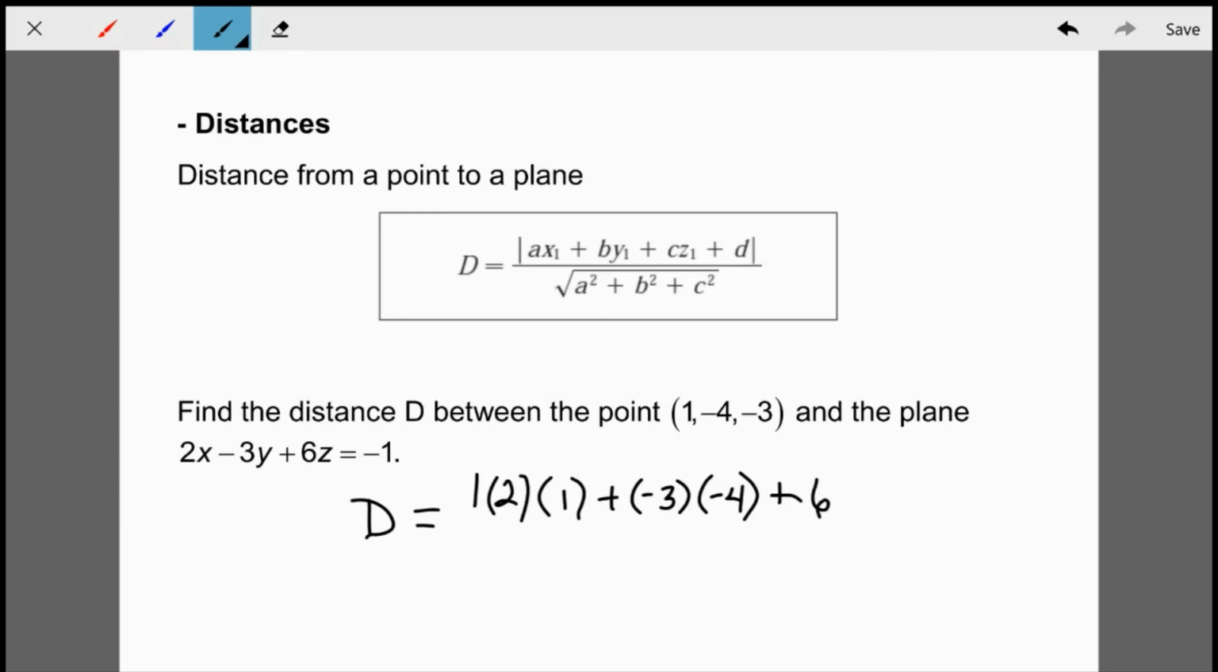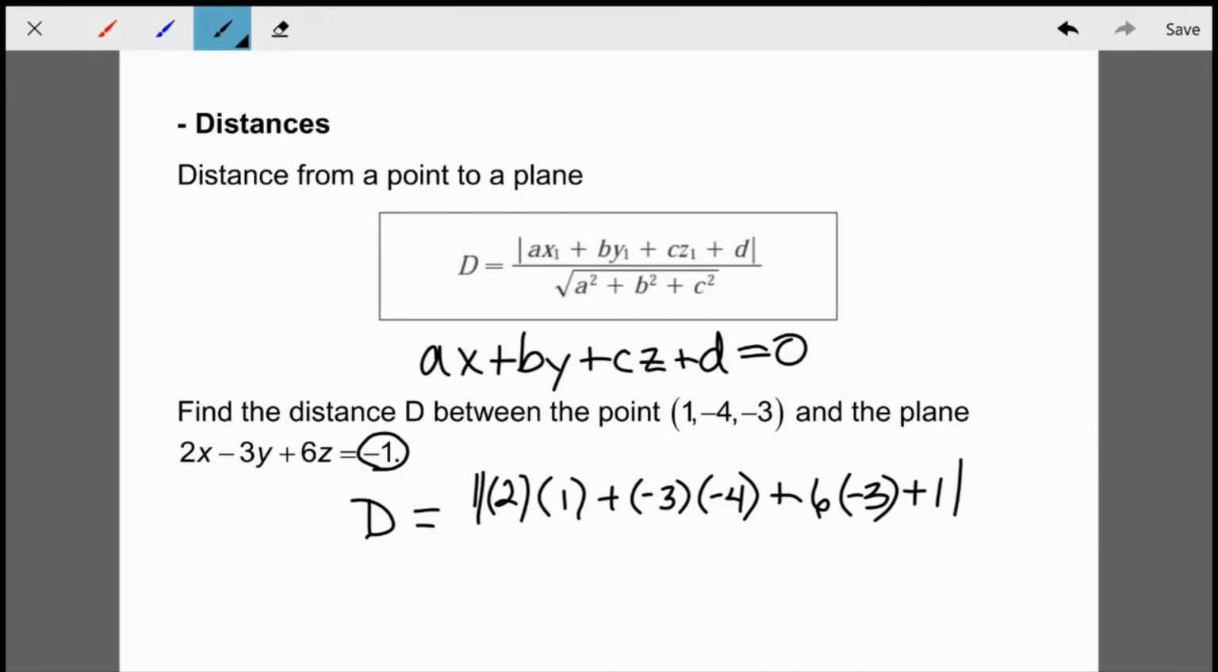So my c would be 6. And my z1 is -3. And then the d value, it's a little tricky with the d value. So you have to remember that the standard form here is ax plus by plus cz plus d is equal to 0. So in our case, we have this -1 over here. If I think of it in the standard form, it's actually going to be +1. So I'm using a +1 because when I move that into the standard form, I've got to move that -1 over to the right-hand side, or to the left-hand side, I should say.